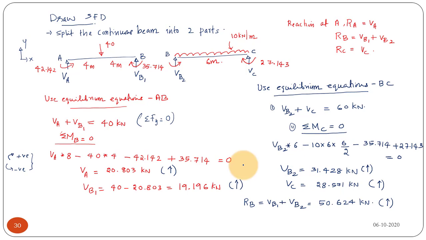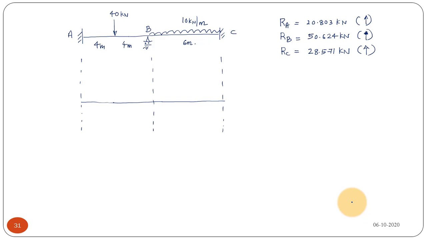Now we have the values of VA, VB1, VB2 and VC, and I can find the total reaction at the roller support at B. RB is equal to VB1 plus VB2, because both act in the upward direction, so I can add directly: 19.19 plus 31.42, we get 50.624 kilonewton. Now we are going to draw the moment diagram. To draw it, we should know the reactions, and those values we have already solved.